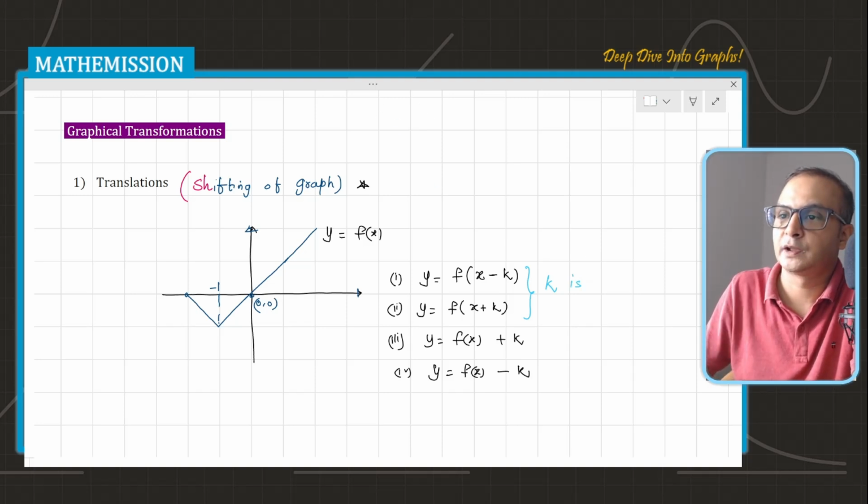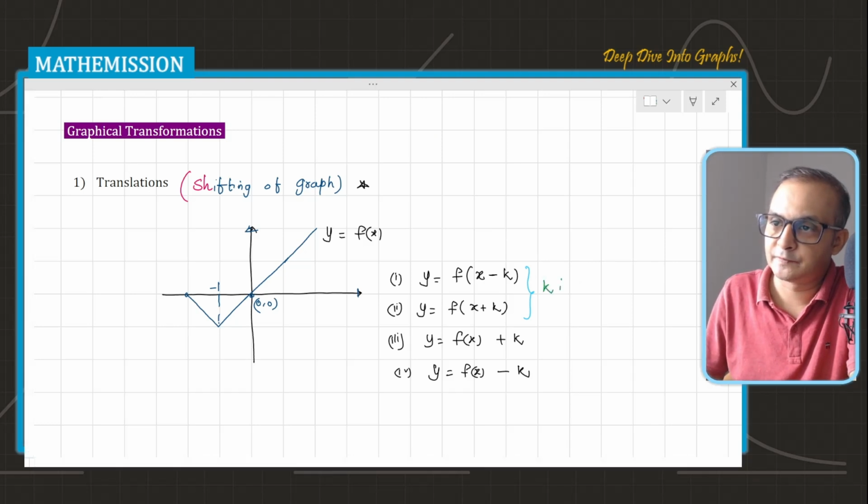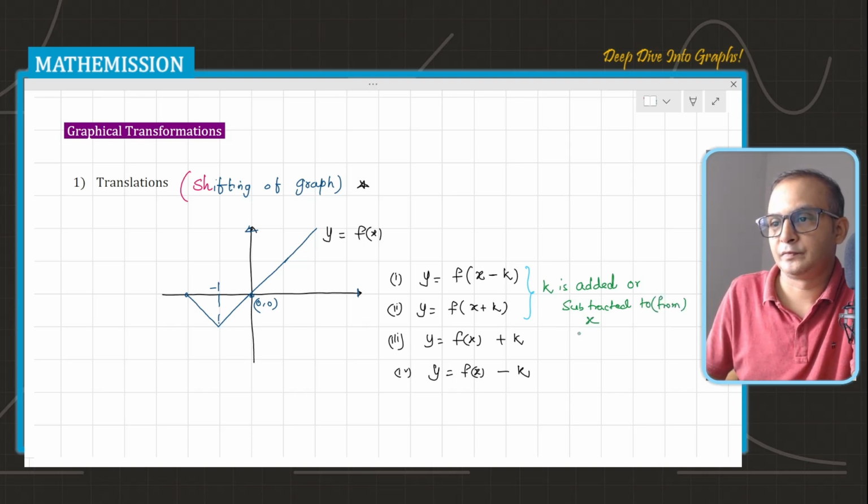So what do you have to understand here? K is added, and when I say added, it means algebraically added, so it can be added or subtracted. Anything can happen. Let me write it: k is added, or let's say subtracted also, to or from x. You notice here I have to mention that k must be positive.